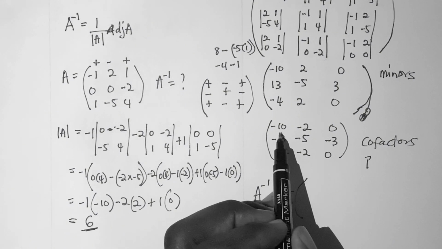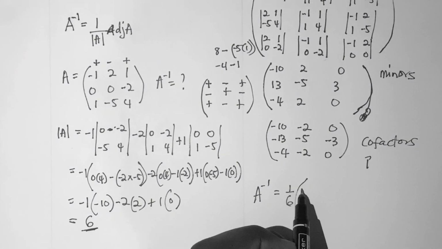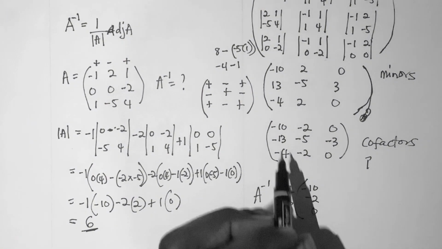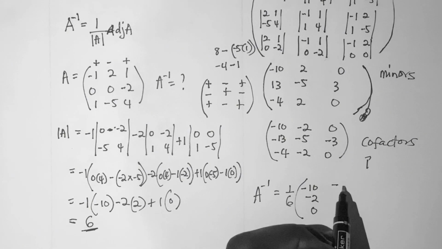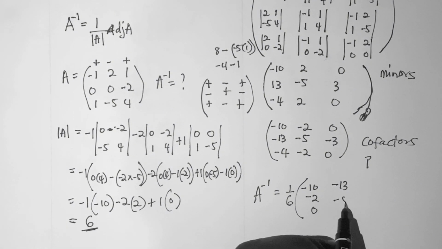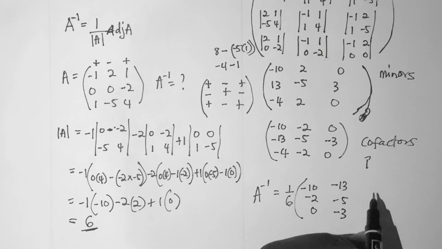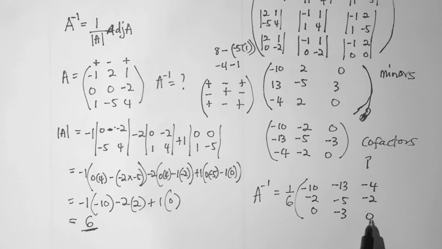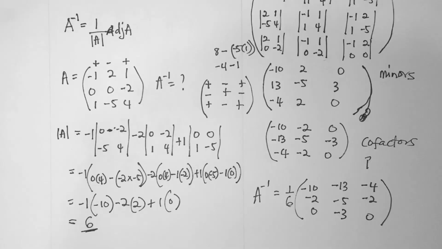Now, remember what we said. Transpose, take the first row and make it the first column. So here is minus 10, minus 2, and then 0. Take the second row, make it the second column. Minus 13, minus 5, and then minus 3. Take the third row and make it the third column. Minus 4, minus 2, and then 0. So this is our A inverse.